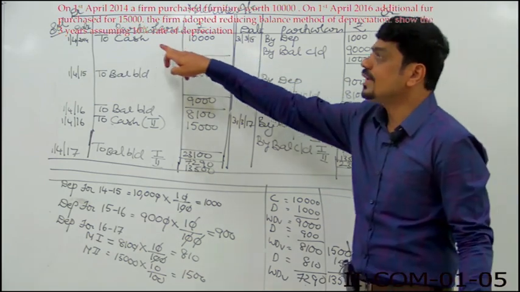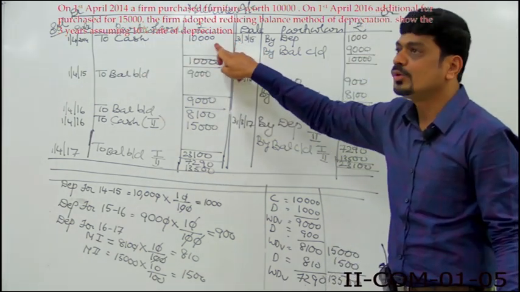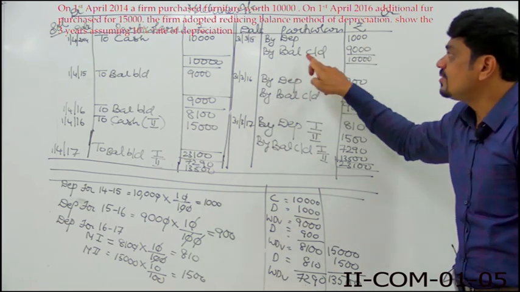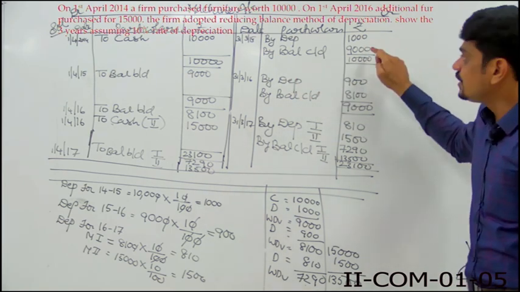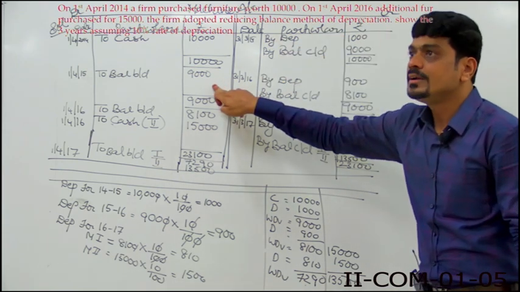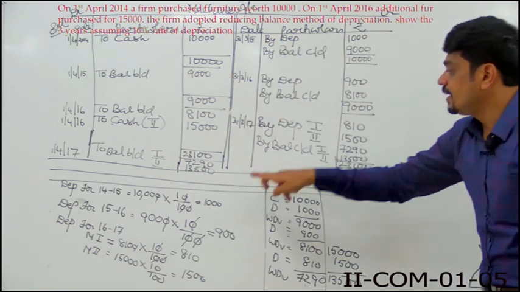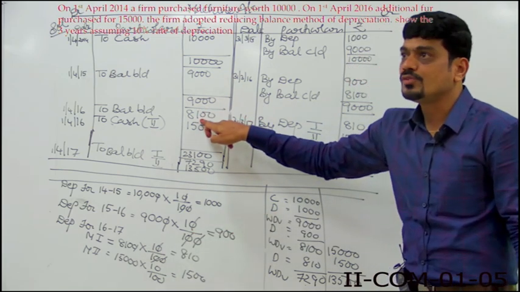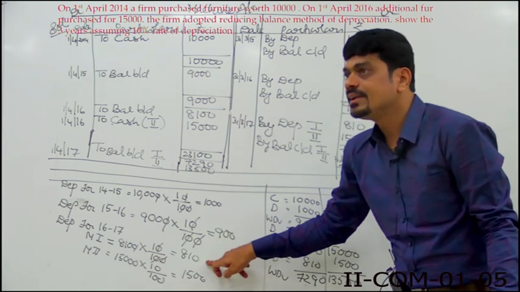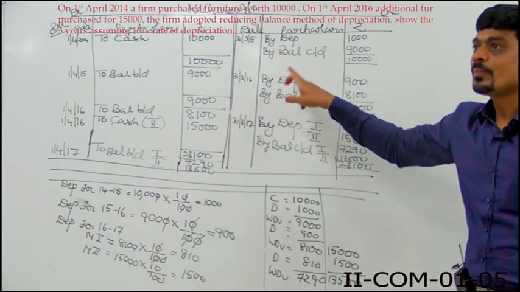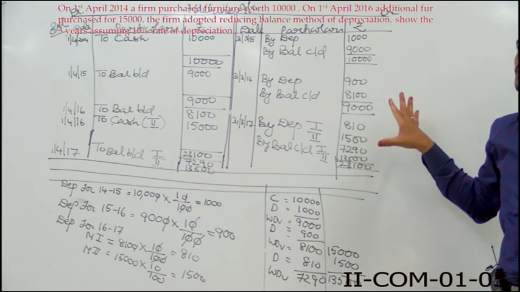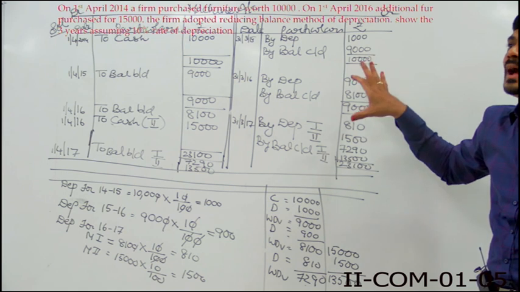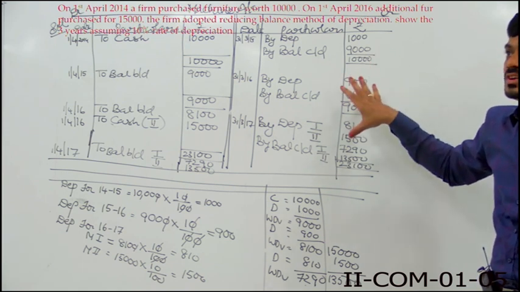Again you can see, cash 10,000, by depreciation 1,000, by balance carried down 9,000. Next year on this 9,000 I'll calculate depreciation. How much? 900. Here we have done the calculation. Like that again the value became 8,100. On that we calculated 810. Is it clear? You can have a Q on the solution. This is called reducing balance method, diminishing balance method, with two machines.